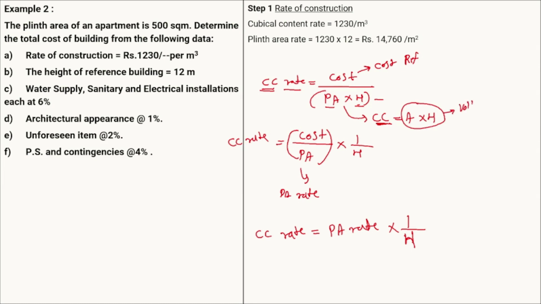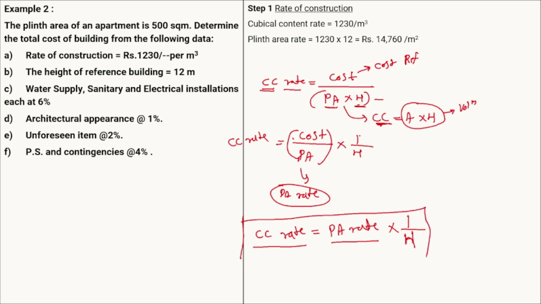We get the volume from area multiplied by height, that is the cubical content. So this area is the plinth area multiplied by height. We can also write it as cost divided by the plinth area multiplied by 1 by h. Now cost divided by plinth area is your plinth area rate. So we can write this equation as cubical content rate equals plinth area rate multiplied by 1 by h.